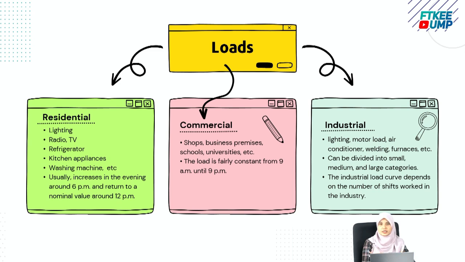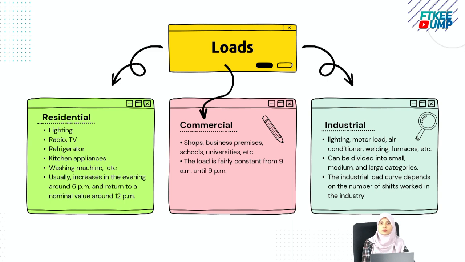So for the residential, for example, such as lighting, radio, TV, washing machine, kitchen appliance and etc. And usually it increases in the evening around 6 p.m. after we are coming back from school or from our work, and returns to a nominal value around 12 p.m. when we are going to sleep.